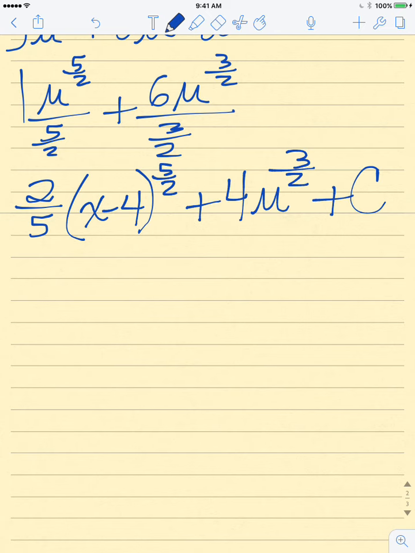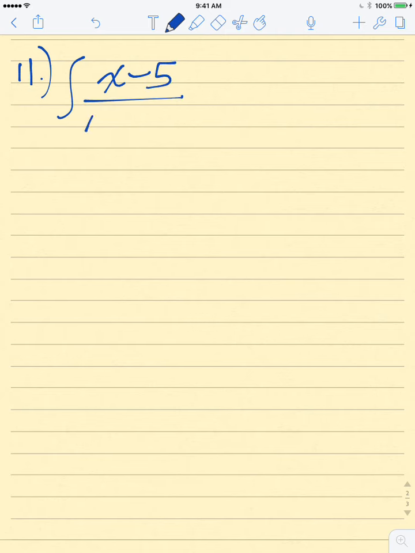So let's do one more. Let's do a few more. Let's do number 11. Number 11 in your workbook, again, is the integral of x minus 5 over the square root of x minus 6.